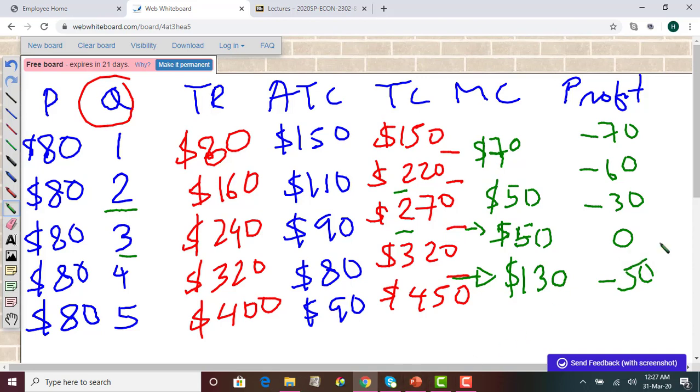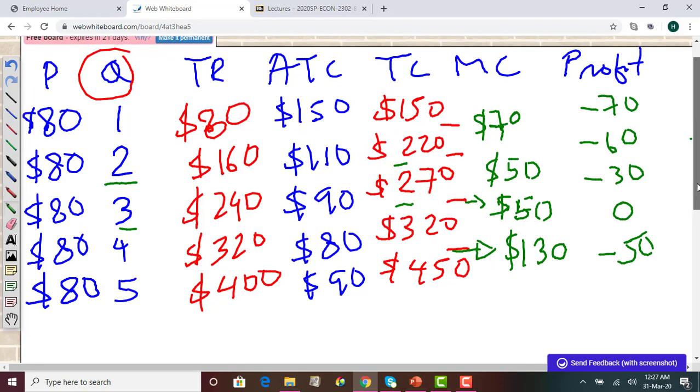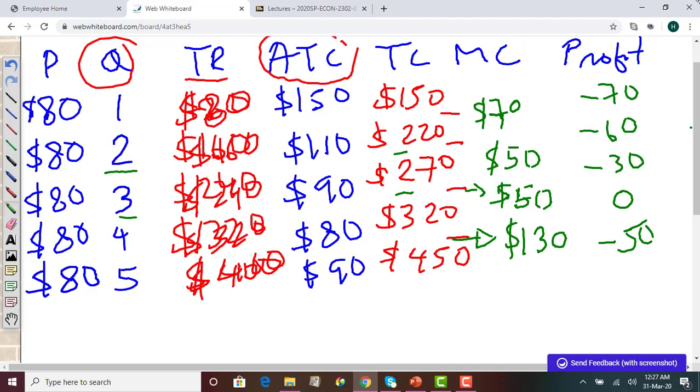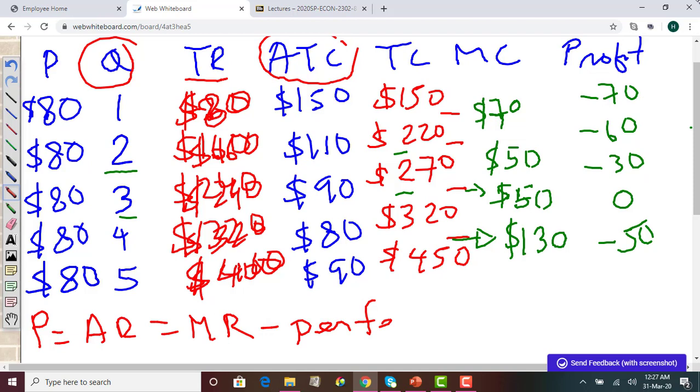So now, using the marginal revenue approach, we basically say profit is maximized where marginal revenue is equal to marginal cost. Now remember one thing, under perfect competition, price is equal to average revenue, and price is also equal to marginal revenue. So P equals AR equals MR in perfect competition, right? It's from your last class.